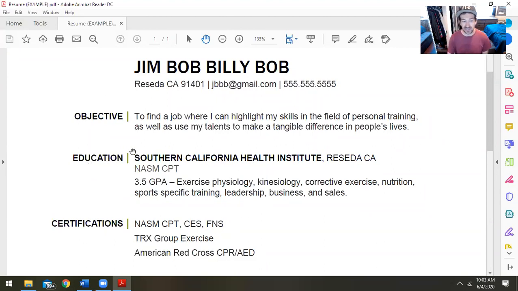Now, what this is, under education, like this is somebody who's not listing any high school or college information. So the institution is in bold up top. The location is below it. This also doesn't include a date, which it should totally include, like when they graduated. But NASM CPT is what they were studying. I would not put that personally. Instead, I would put personal fitness training. I would put PFT under your education.